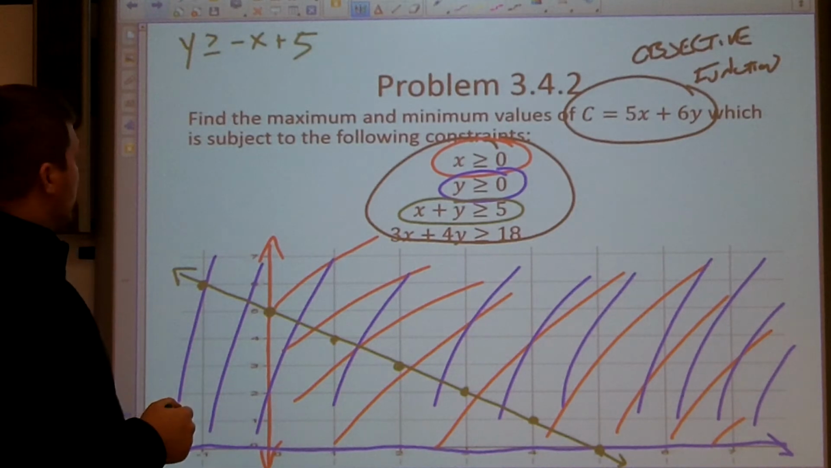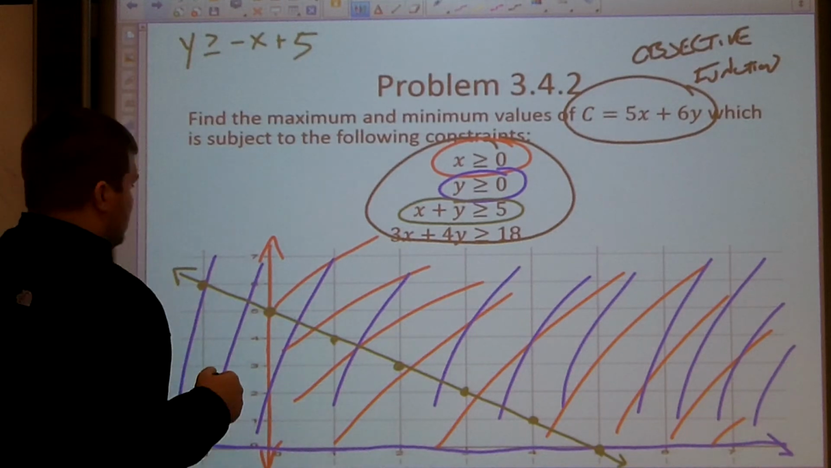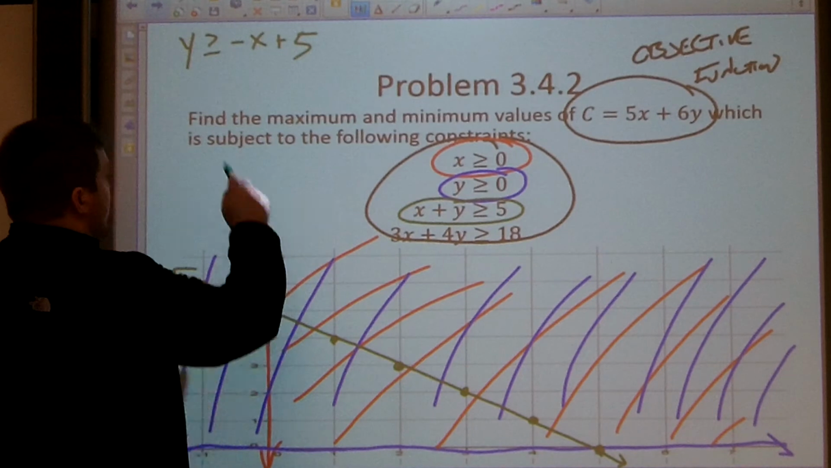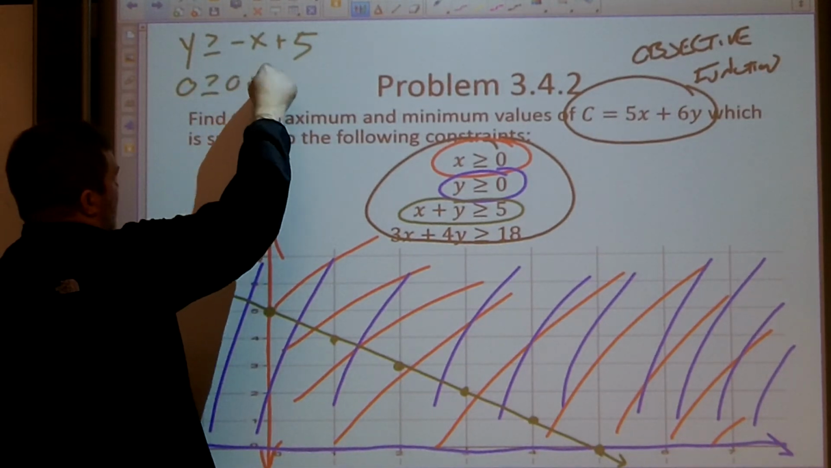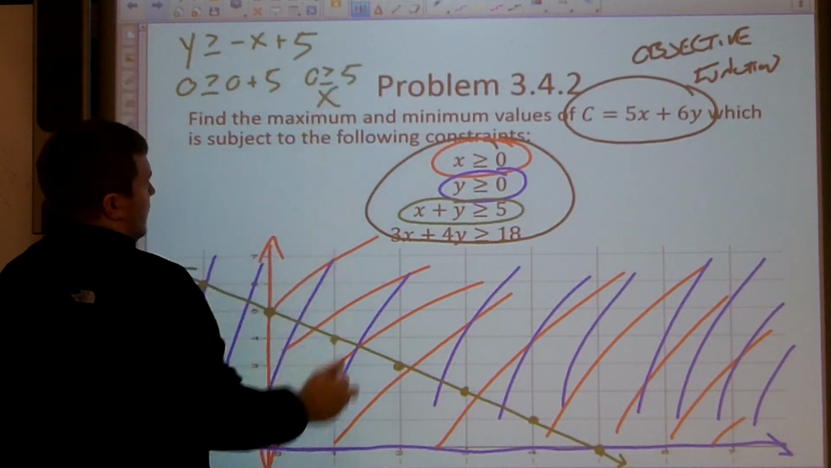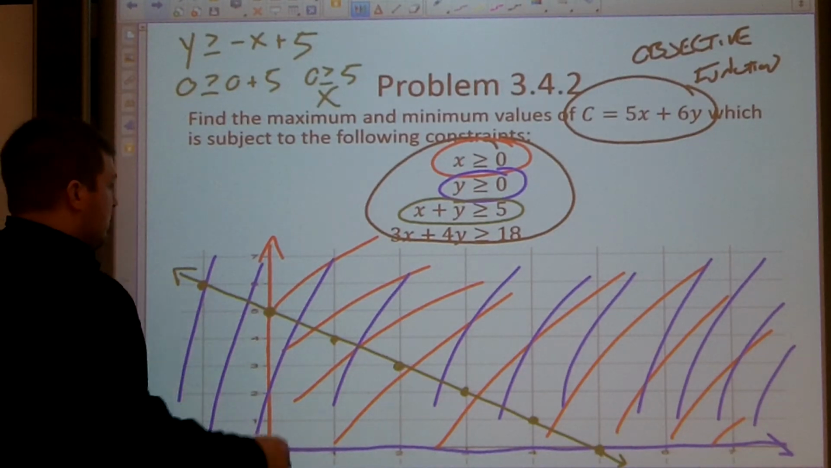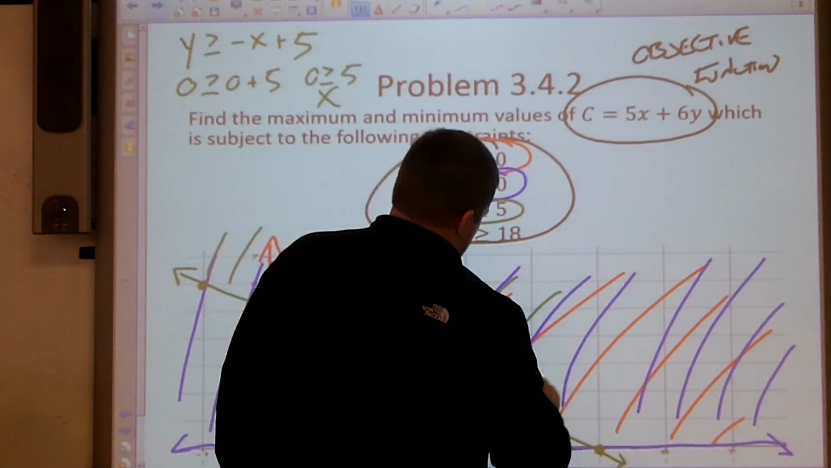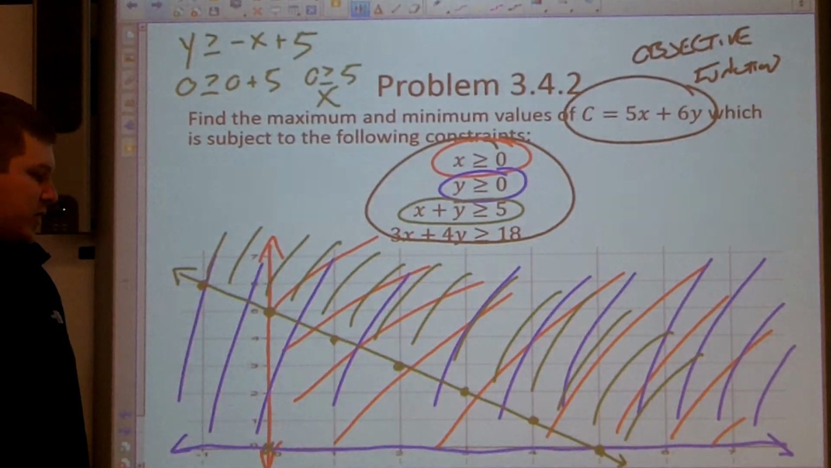Now, y is greater than or equal to negative x plus 5, so I've got to be careful and maybe do a test point. Let's do (0, 0). So (0, 0) is here. Everywhere I see a 0, plug in. So 0 greater than or equal to 0 plus 5, or 0 greater than or equal to 5. Well, obviously that's false. So (0, 0) does not work, so I want to shade above the line. Looking kind of strange right now, but that's all right.